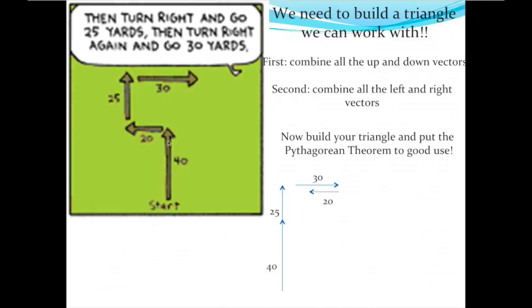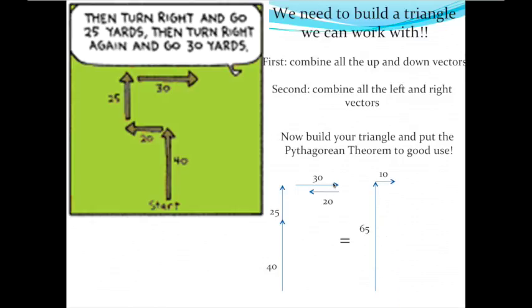And we can see that. If we're going up 40 and then up 25, we know that we're going up 65. Okay, so if we do that, we find that we're going up 65. Now, if they're going opposite directions, we need to minus them. So 30 minus 20 gives us 10.